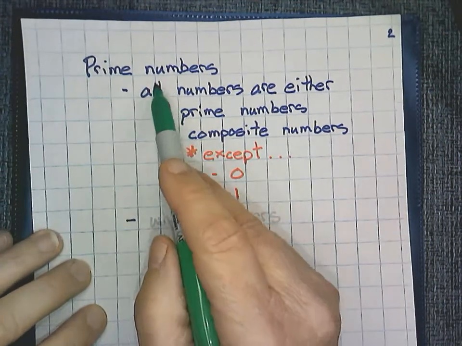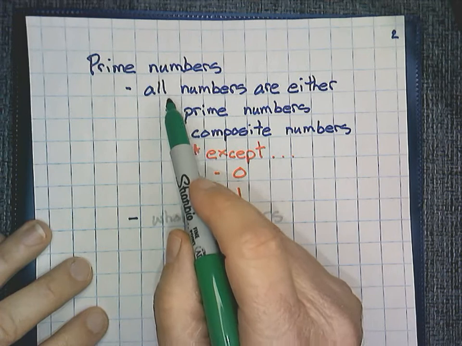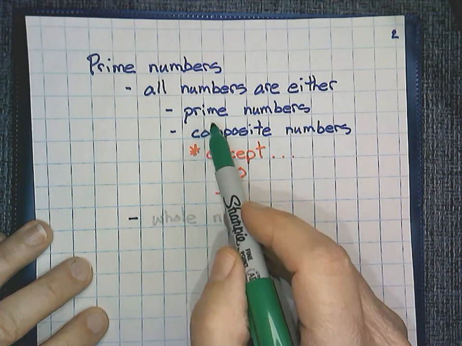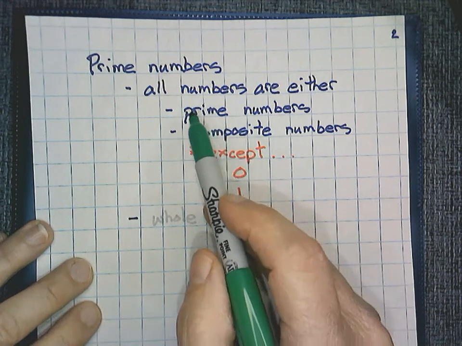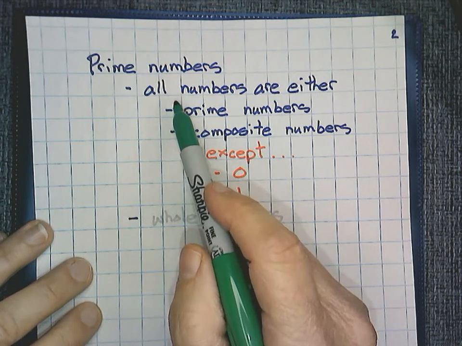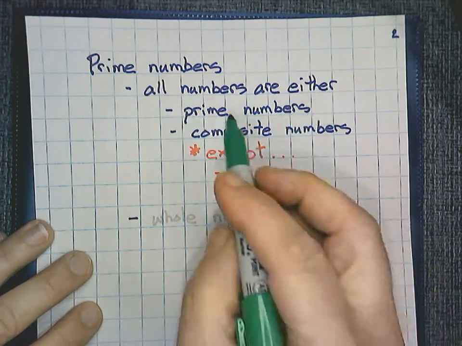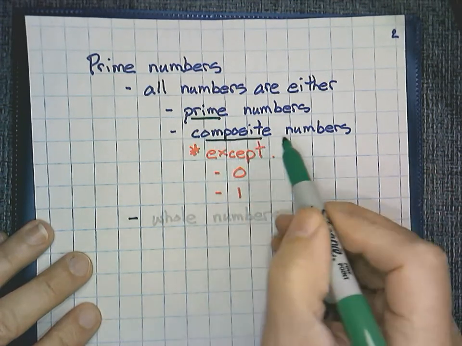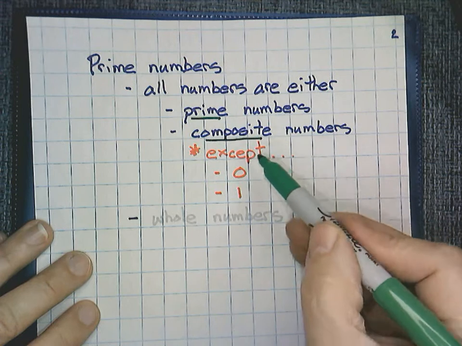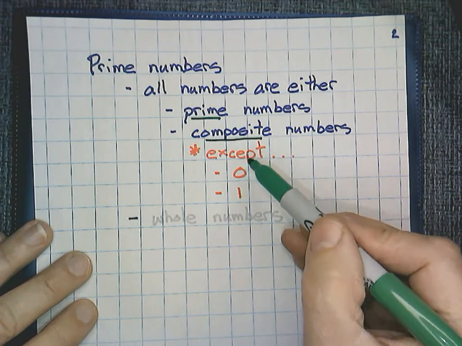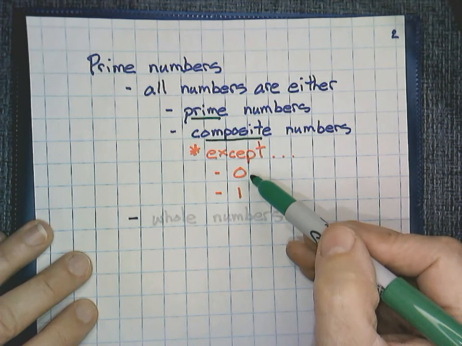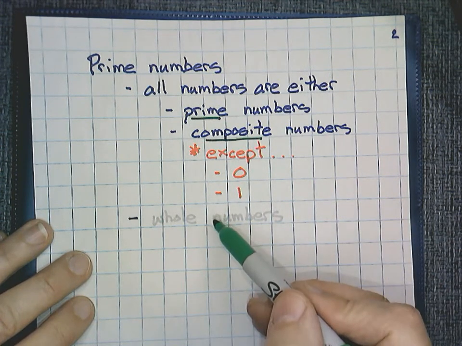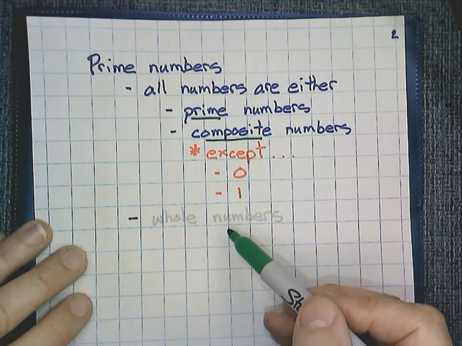What are prime numbers? All numbers are either prime or composite. I'm going to say that again. All whole numbers are either one of two things. Either they are prime or they are composite. But there is an exception we'll get into, except for 0 and 1. And again, we're talking about whole numbers, not fractions or decimals.